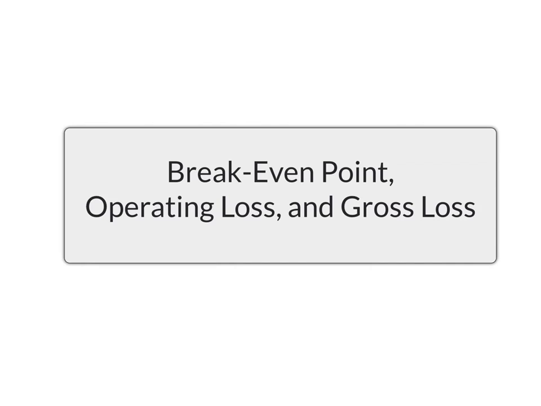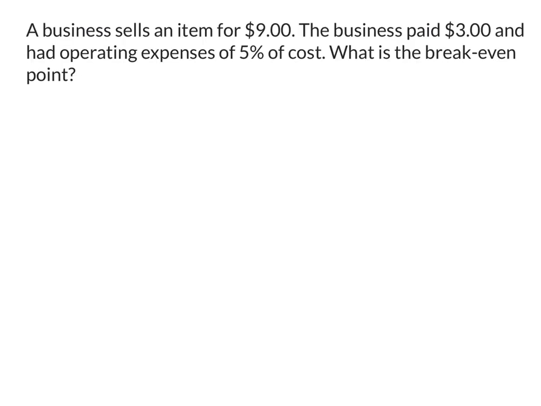This video discusses three terms associated with the amount of loss. Those are the break-even point, operating loss, and gross loss. A business sells an item for $9. The business paid $3 and had operating expenses of 5% of cost. What is the break-even point?